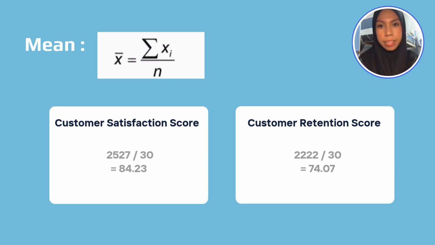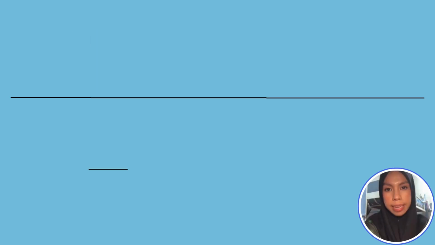So here I already found the mean. For customer satisfaction score, the mean is equal to 84.23, which is 2527, the sum of the data, divided by 30, the number of data. While for customer retention score, we divide 2222 by 30, which equals 74.07. So basically, the mean for customer satisfaction is higher than customer retention.